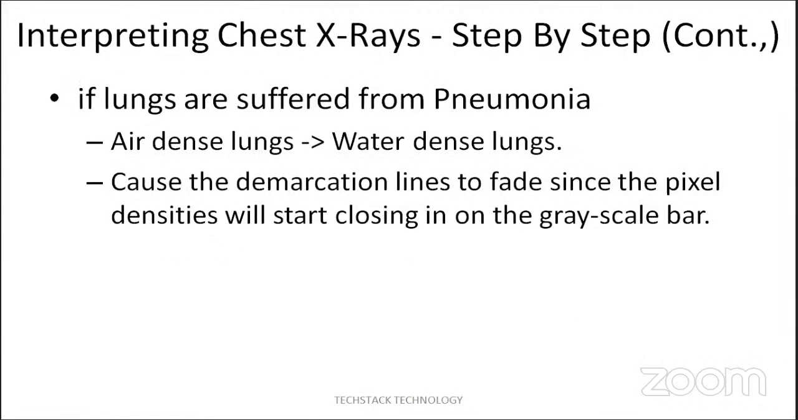So if a lung is suffering from pneumonia, normally the air-dense lungs will be filled with water density. It is converted into water-dense lungs. So definitely there is a difference, right? Fading happens in the demarcation lines, so pixel density will vary here. Based on that grayscale bar, a program is able to understand what happened inside the lungs. That's the overall process of how the interpretation happens at the programming level.